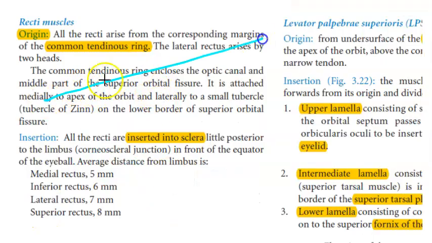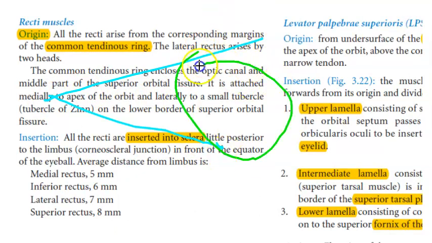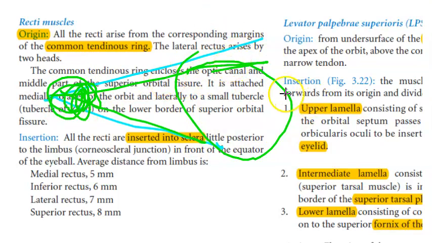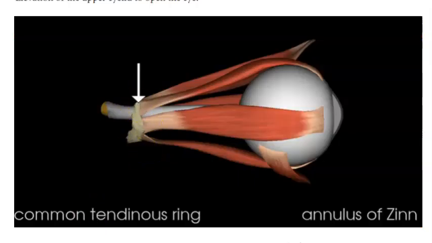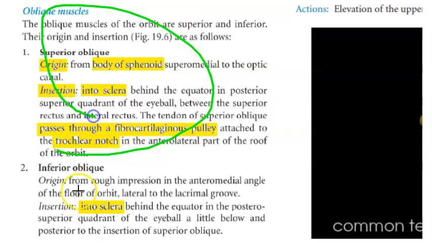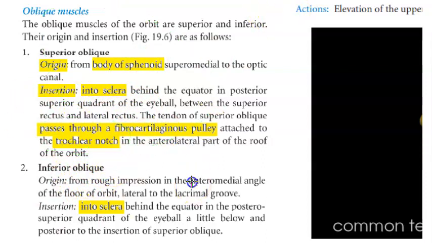So the recti muscles, from where are they coming? If this is the eyeball, you have the recti muscles coming from the common tendinous ring, okay? And these are the recti origin, inserted into the sclera, annulus of Zinn. Superior oblique comes from the body of sphenoid and inserts into sclera. There is a trochlear notch, some special pulley system. Inferior oblique inserts into sclera.